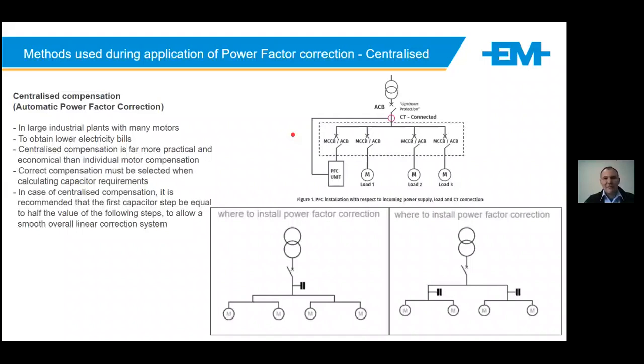Methods used during application of power factor correction systems. So where would customers install these? Obviously in large industrial plants with many motors. The objective is to obtain a lower electricity bill. What we'd call central compensation is more practical and economical than individual motor compensation, which we'll cover.